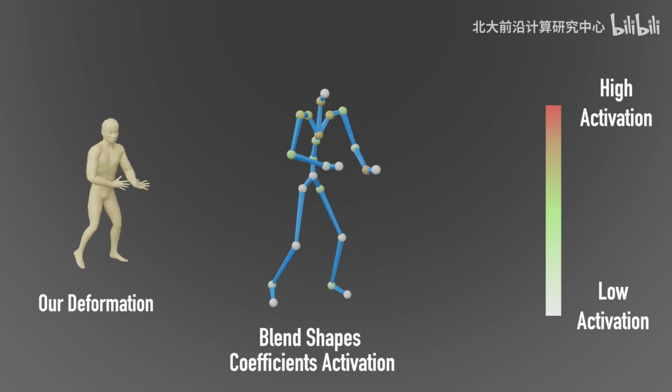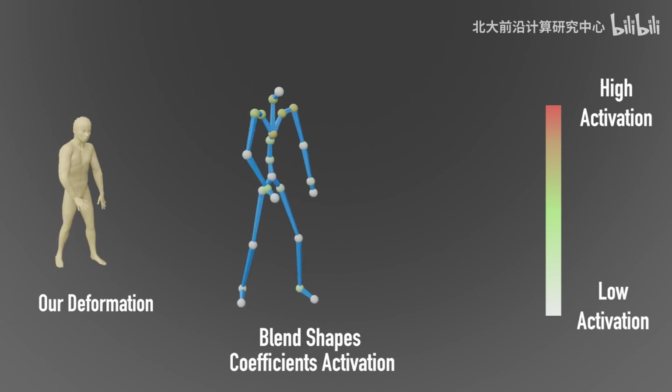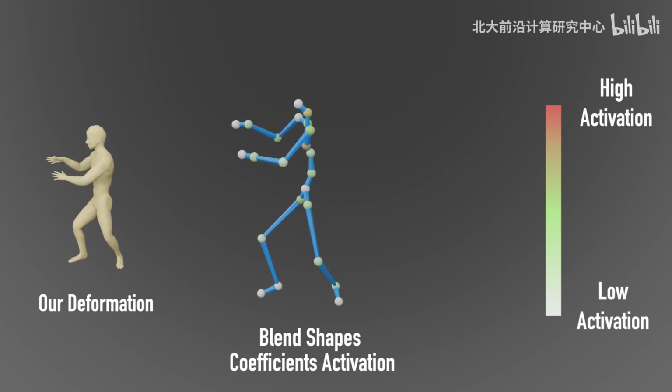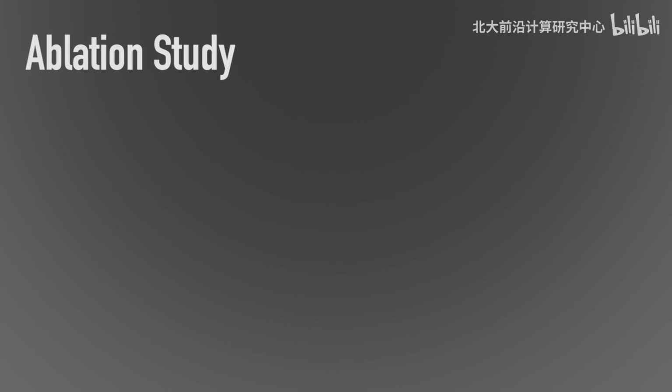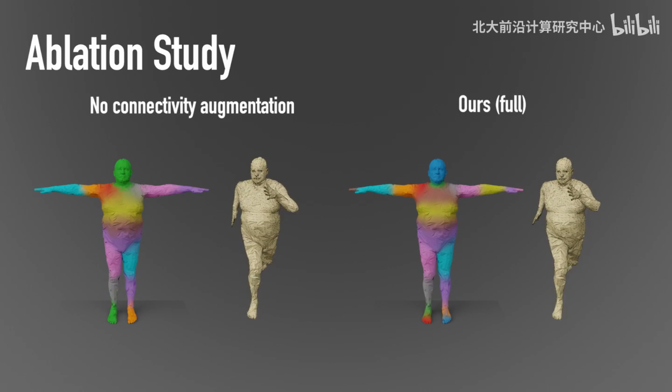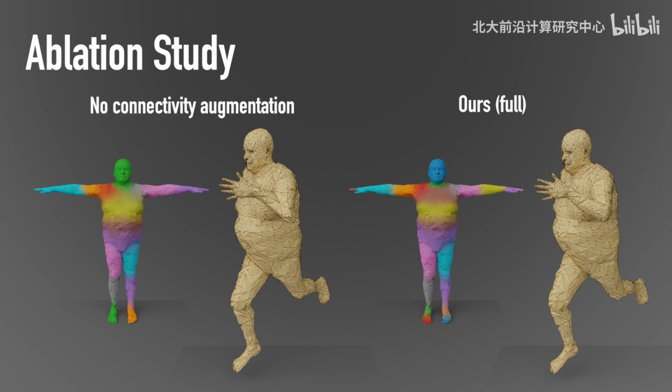Despite not being supervised directly, the network infers an accurate relationship between the two. Here, the network was trained with no connectivity augmentation and no garment augmentation. It can be seen that the network struggles to generalize the skinning weights to unseen characters.